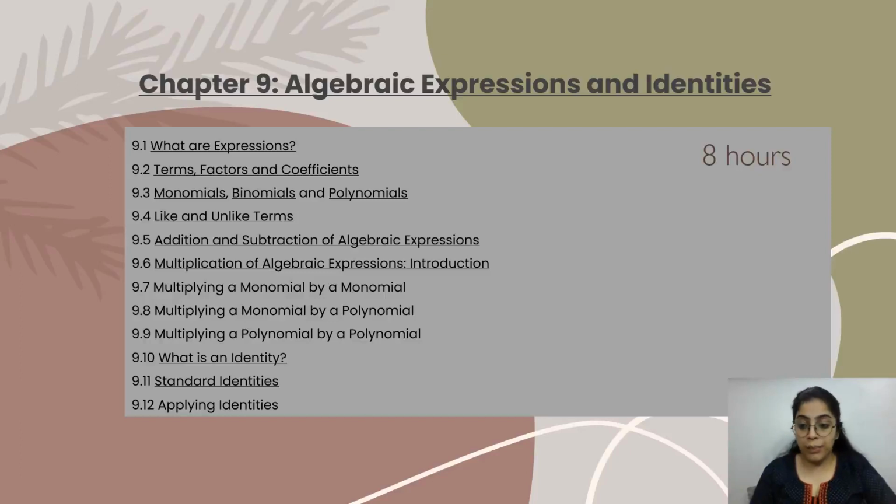Then, oh my God, this chapter is a very interesting one, algebraic expressions, and we are having identities over here also. If I'm talking about chapter number 9, I will take 8 hours for this particular chapter. It's not that lengthy a chapter, but you are going to learn a lot of things in it. You will learn what an expression is, what a factor and coefficient are, polynomials, binomials, monomials, and how we can add all the algebraic expressions, and then multiplying monomials, binomials and polynomials. All these things we're going to learn in this particular session.